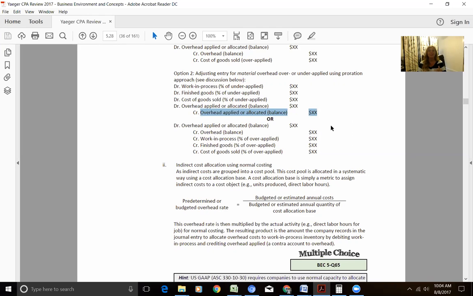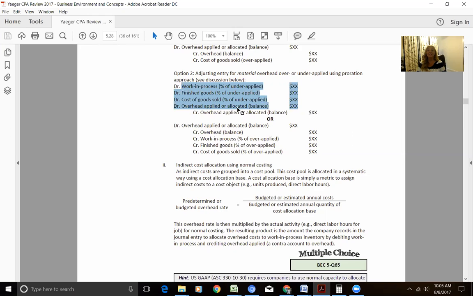It's not as simple as just writing it off to cost of goods sold. Instead, what we actually have to do is a prorated journal entry where we take that balance and we appropriately and proportionately split it between these particular accounts. Notice we're splitting it between work in process, finished goods, and then cost of goods sold. We have to figure out the proportional amounts and charge each one accordingly.